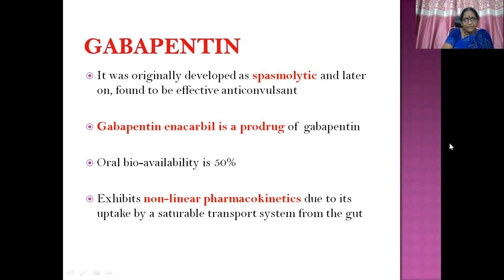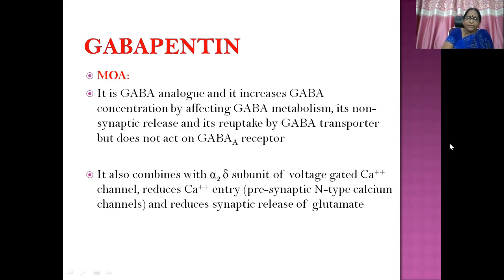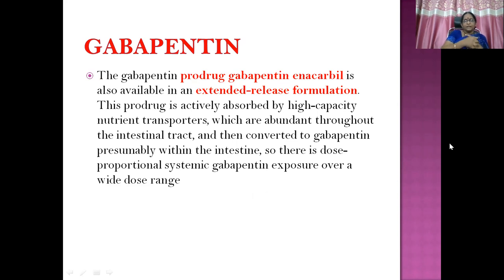Oral bioavailability is 50% and exhibits non-linear pharmacokinetics due to its uptake by saturated transport system from the gut. That's what we have already discussed. Mechanism of action, GABA analog increases GABA concentration by affecting GABA metabolism and its non-synaptic release and its uptake by GABA transporter, but does not act on GABA A receptor. It combines with alpha 2 delta subunit of voltage-gated calcium channel. So because of which the blockade of the calcium channels, no calcium entry, so reduced synaptic release of glutamate and hence reduced excitotoxicity.